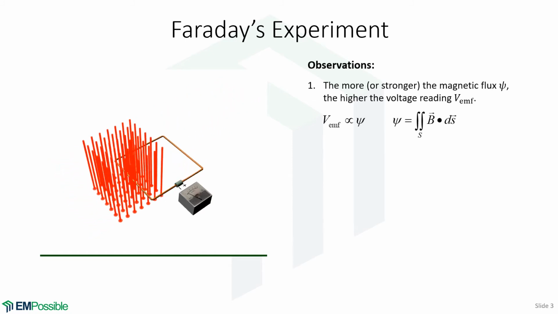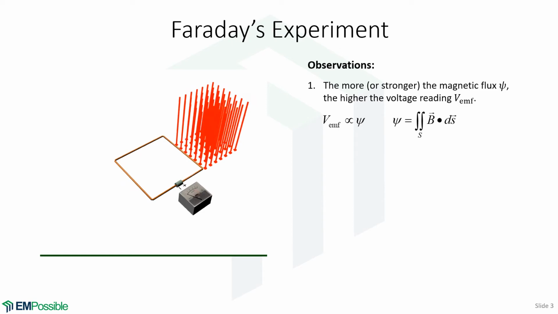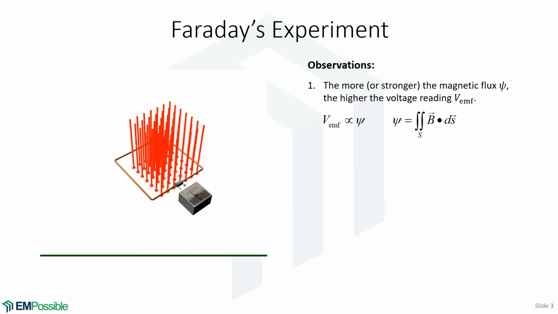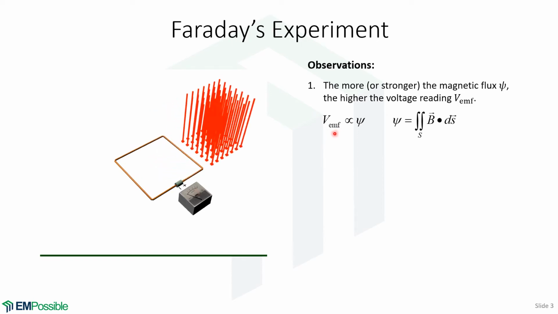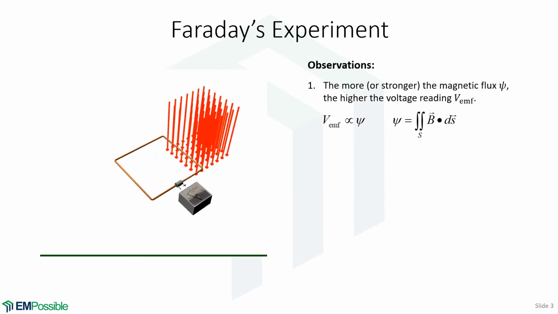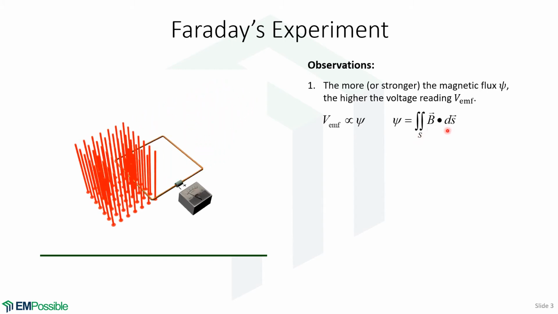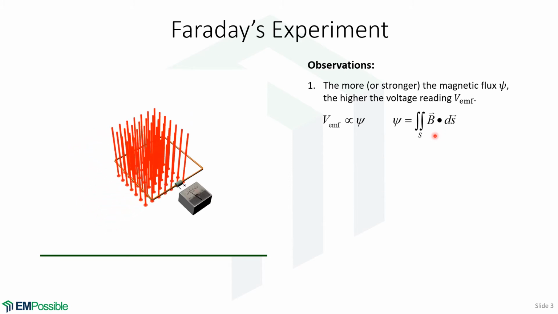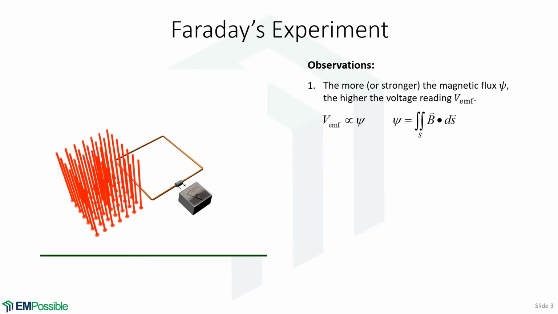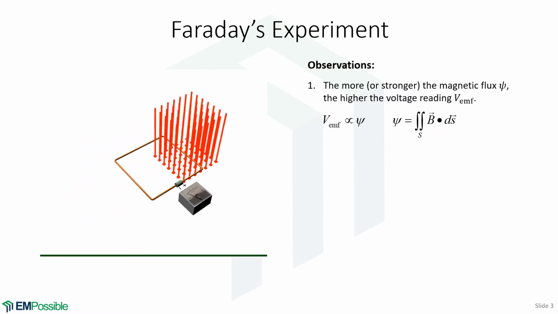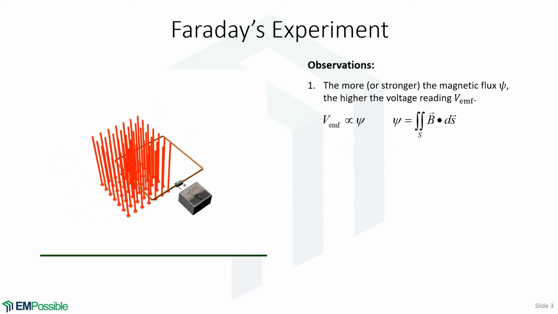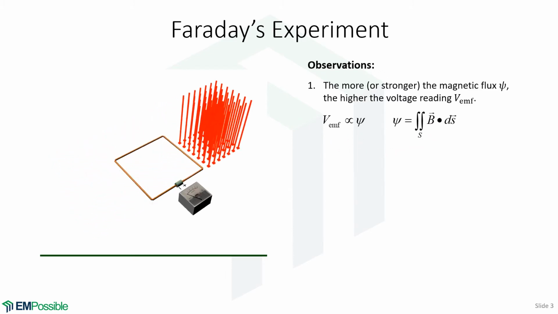The first, and maybe this seems obvious, is that the stronger the flux, the higher the voltage that was read on the voltmeter. So somehow the induced EMF is proportional to the flux. Well, what is the flux? It's a surface integral of B dot ds. It was observed that the magnetic field has to be perpendicular to the loop, and the less that was, the less flux there was. And of course, the stronger the magnetic field, the stronger the induced EMF. So that was observation number one.